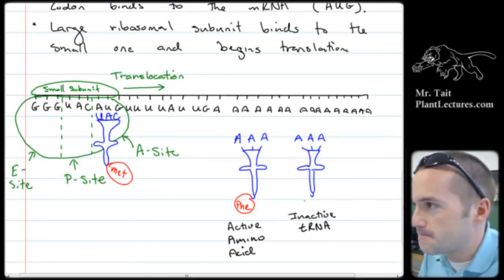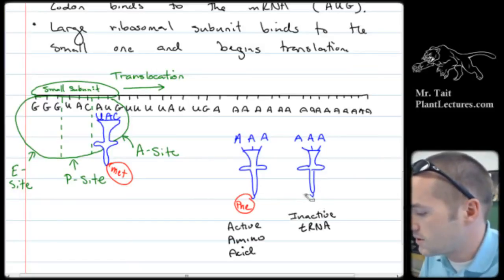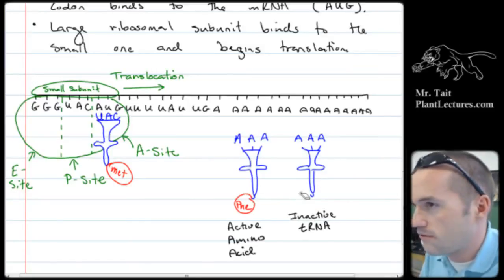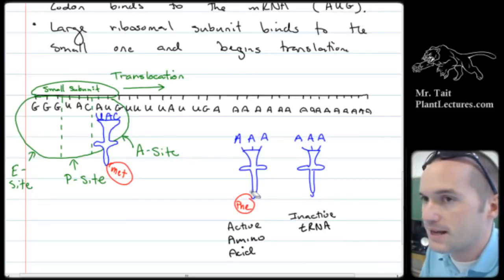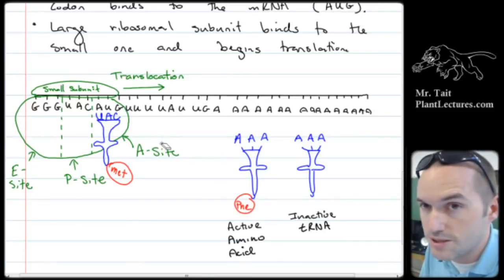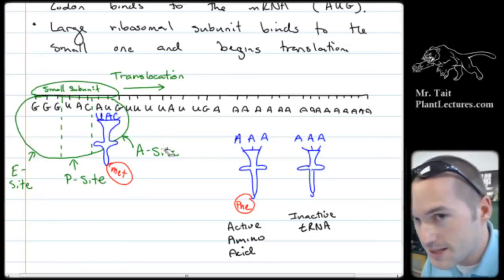Yeah, to become active. So it's got this little enzymatic hook here. It's just going to be floating around in the cytoplasm looking for a phenylalanine, and when it finds a phenylalanine, it's going to grab onto it. That's going to make it an active amino acid, and that active amino acid can then be used in the process of translation. Make sense?